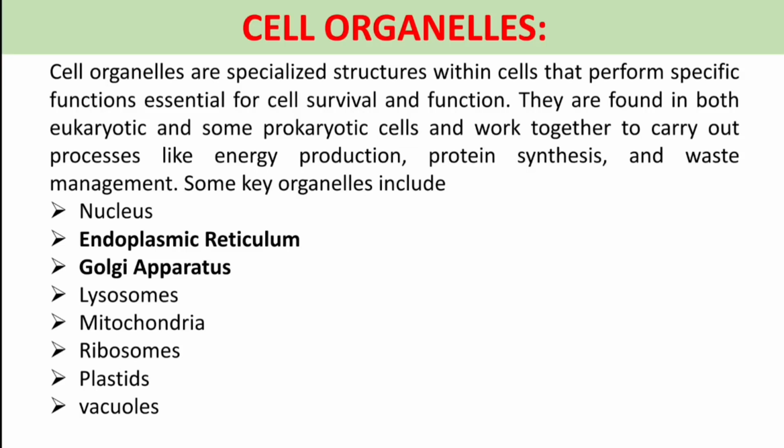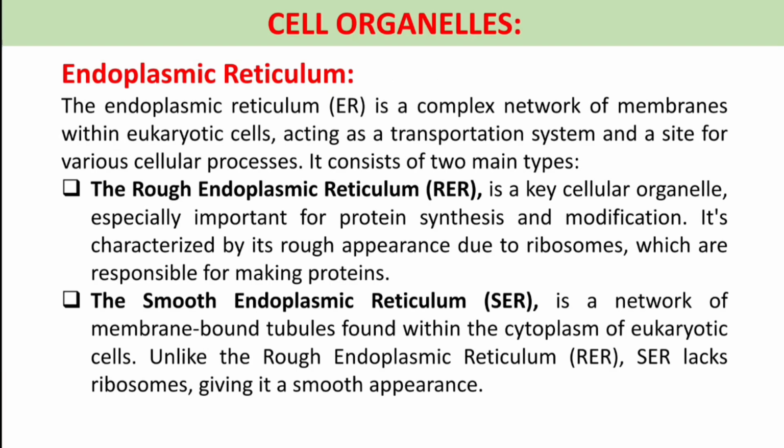We have already discussed the nucleus in a previous video, and today we are going to discuss the endoplasmic reticulum and Golgi apparatus. The endoplasmic reticulum is a complex network of membranes found in eukaryotic cells. Through the endoplasmic reticulum, proteins and other molecules can move. That's why it acts as a transportation system.